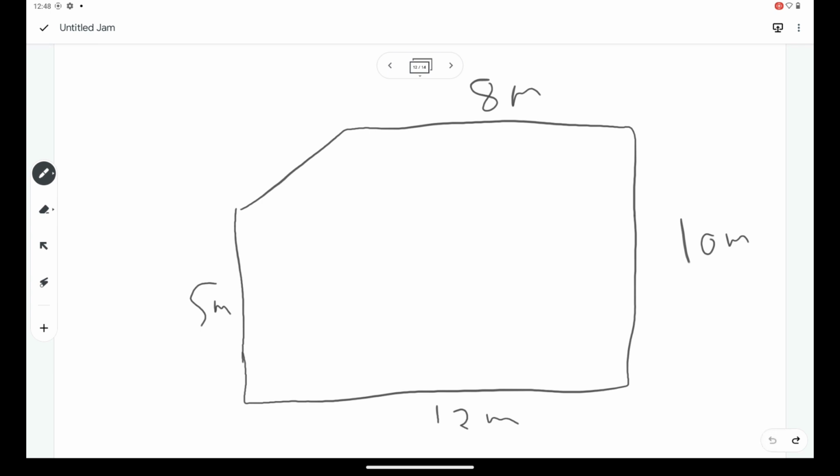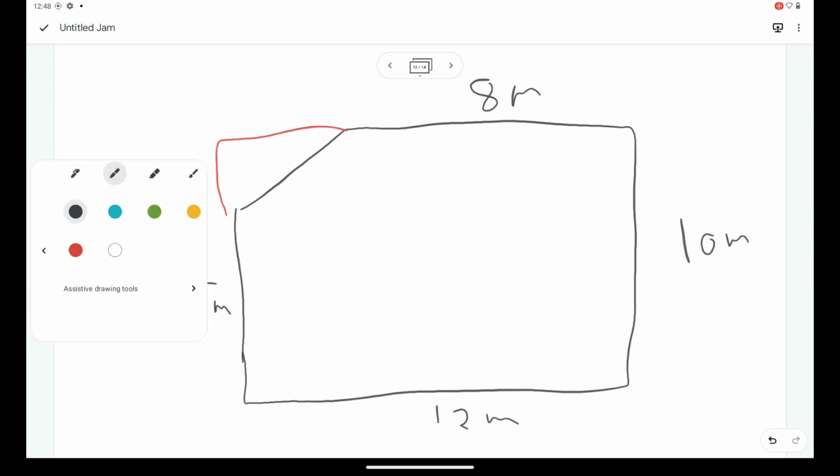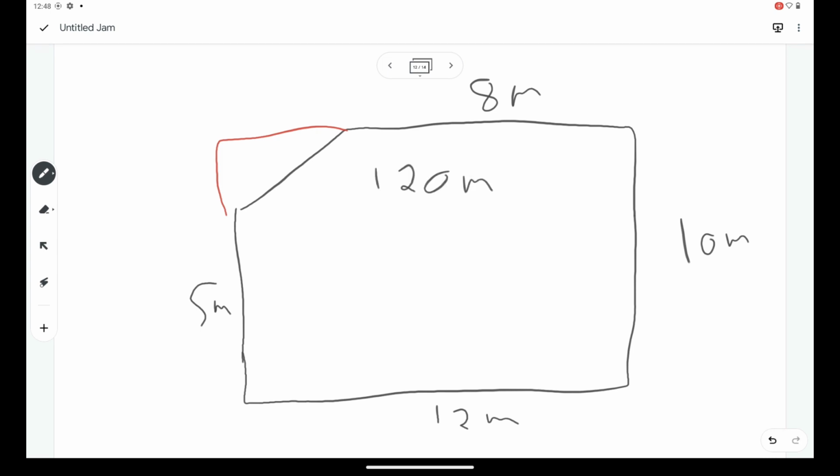Let's have a look at this example instead. Now this is essentially a rectangle, but there is a corner missing. So again, what we could do is split this into 3 individual shapes, but I'm going to show you a different way of doing this one. What we would do is calculate the area as if this was a completed rectangle. So if we assume this was a completed rectangle, it would be 10 times by 12, which is 120 meters. We now need to remove this triangle because we treat this calculation as if this was a whole shape, so we now need to remove this triangle.